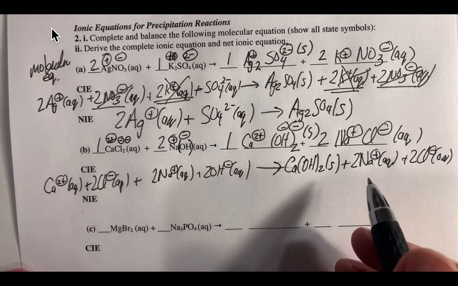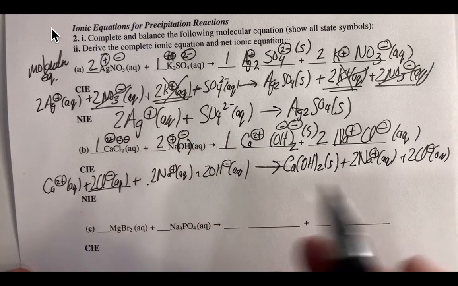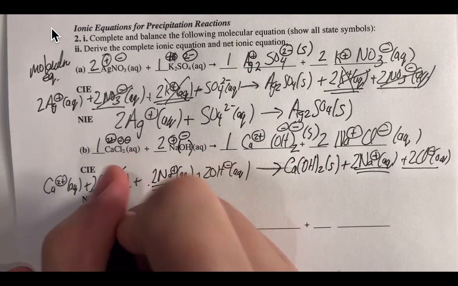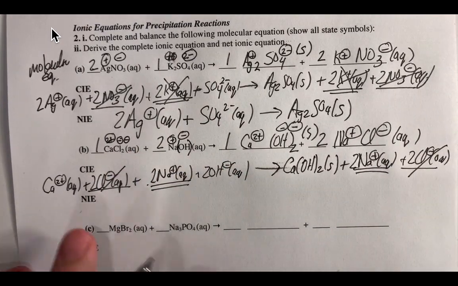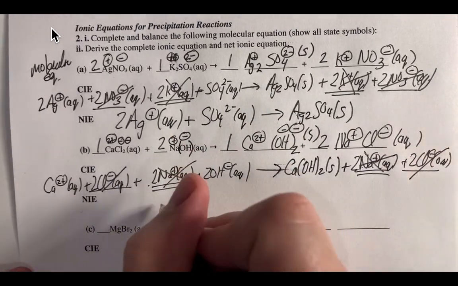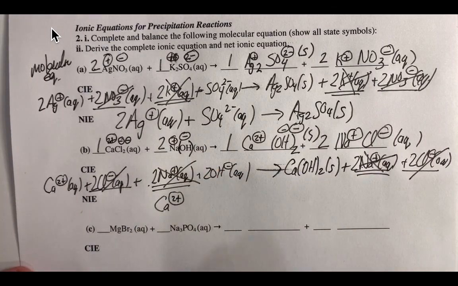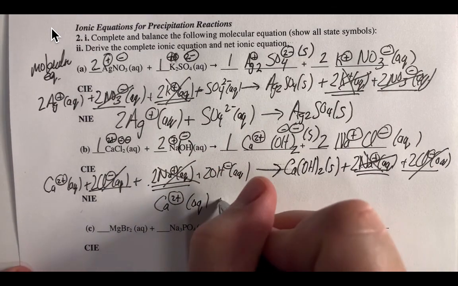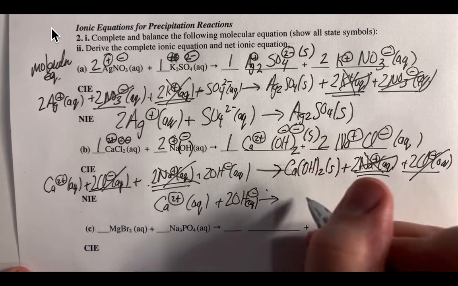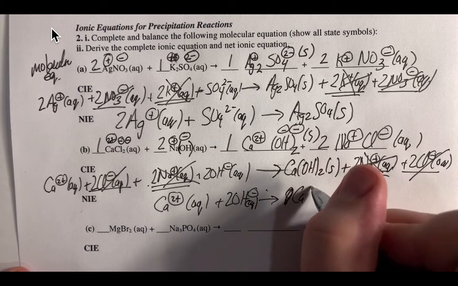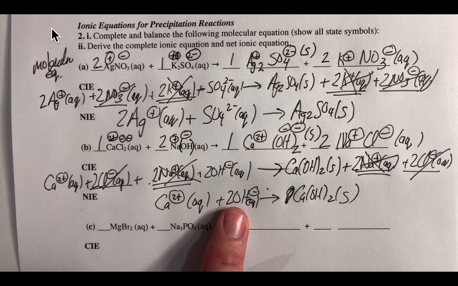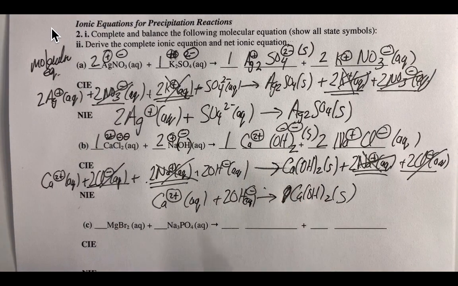All right, so what shows up on both sides of the arrow? The 2 chlorides and the 2 sodiums. My 2 chloride reactants cancel the 2 chloride products, and the 2 sodium reactants cancel the 2 sodium products. So the real business going on in the flask is calcium aqueous getting together with 2 hydroxides, which are aqueous, to form calcium hydroxide solid. It's calcium cations getting together with hydroxide anions to precipitate out of solution as calcium hydroxide.